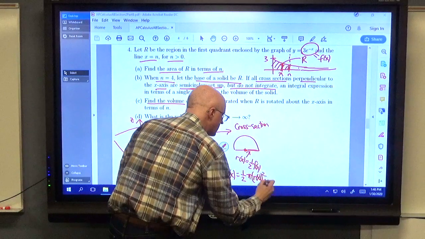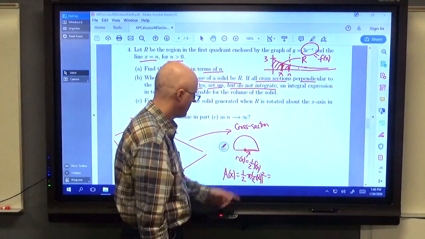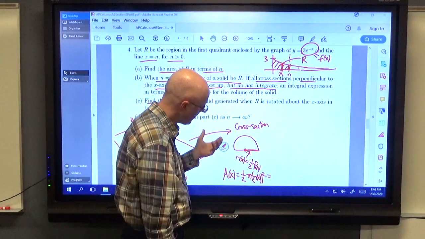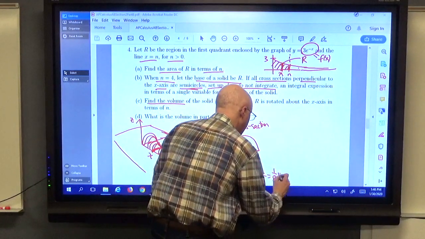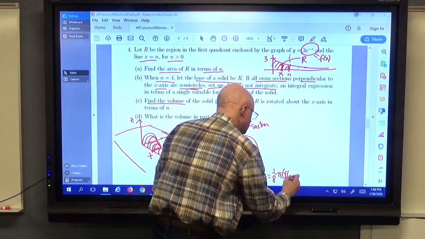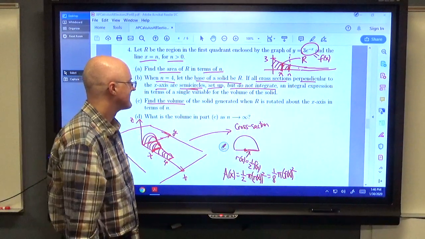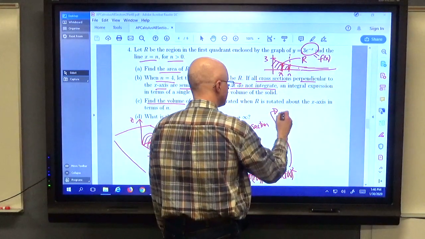R of x quantity squared, which means I need to square f of x, or 1/2 f of x, excuse me. 1/2 squared is 1/4. 1/4 times 1/2 is 1/8. I get 1/8 pi times f of x squared, which can be simplified because of the formula for f. Let's go ahead and do that.